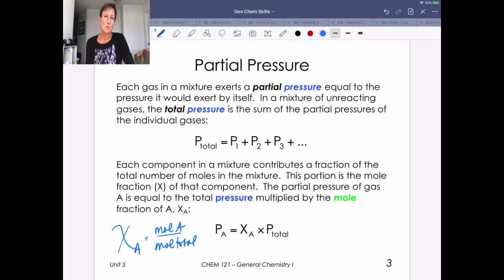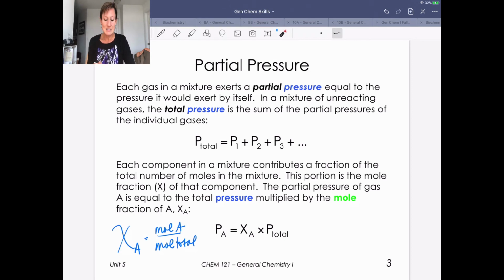So in our example with our 75% nitrogen and 25% oxygen, we would say that the mole fraction of nitrogen is 0.75. If we multiply 0.75 by the total pressure, and let's say that the total pressure was 1 atmosphere, the partial pressure of nitrogen is going to be 0.75. So these two equations are related to one another, and you will be given both of them, and there's going to be different times where it will make sense to use one over the other.